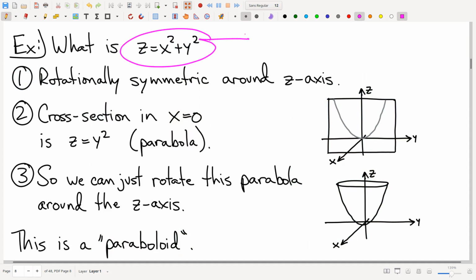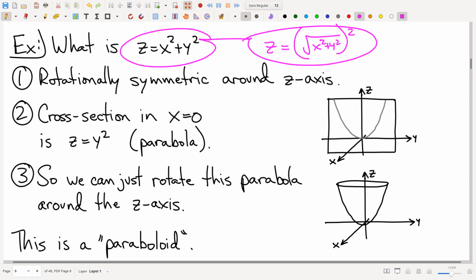And I'm going to point out that this is equivalent to a rewrite, which is z equals square root of x squared plus y squared quantity squared. So even though it's not visible, this is a perfectly equivalent formulation. So that kind of thing's perfectly fine.